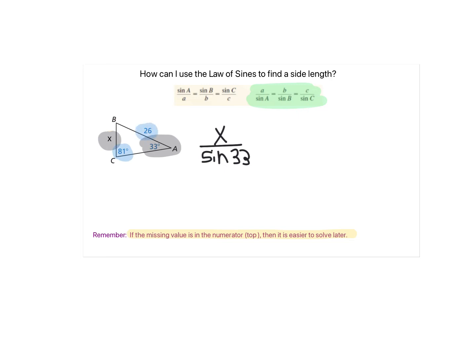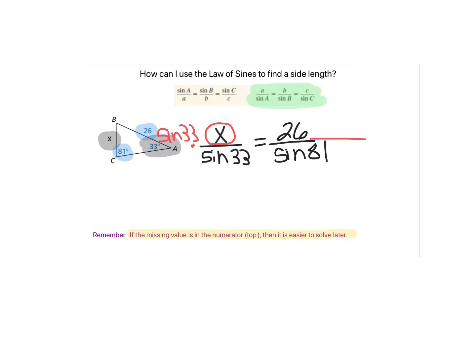So we are going to put, again, the side in the top. This is going to be the other side of our proportion. The side in the top and the sine of the angle in the denominator. So this is where I talked about why it was easier if we have the x in the top, or the missing value in the top, because if we have x here, all we need to do to get x all by itself is multiply both sides by the sine of 33 in this case.